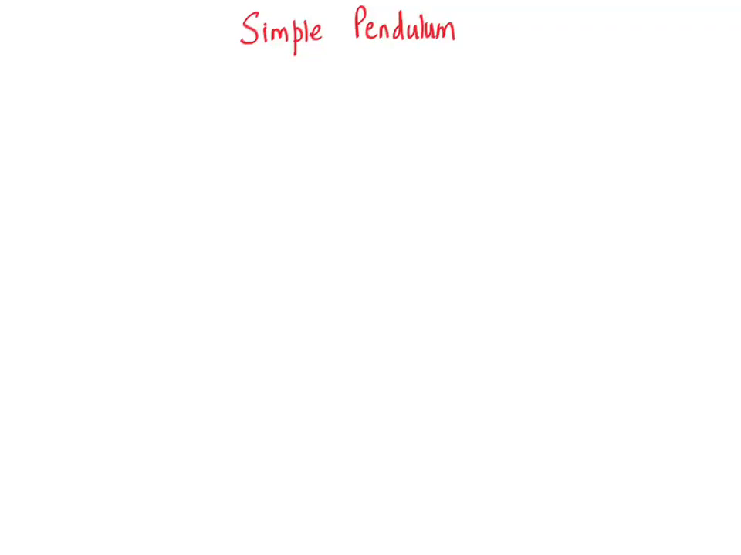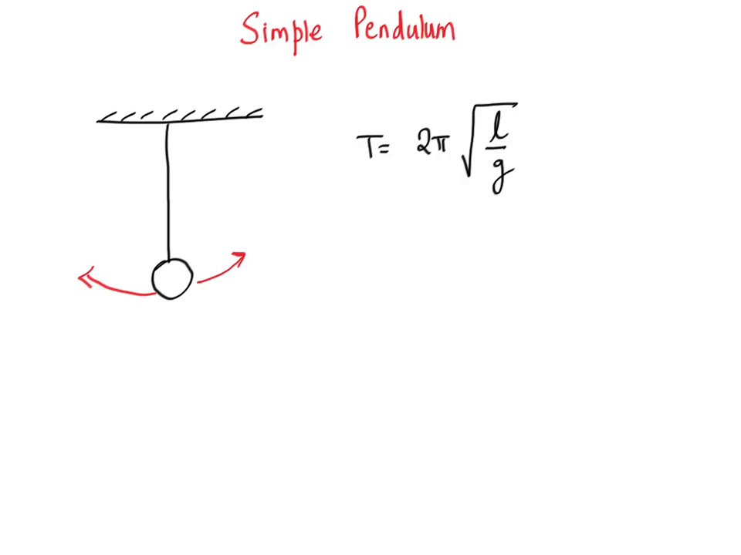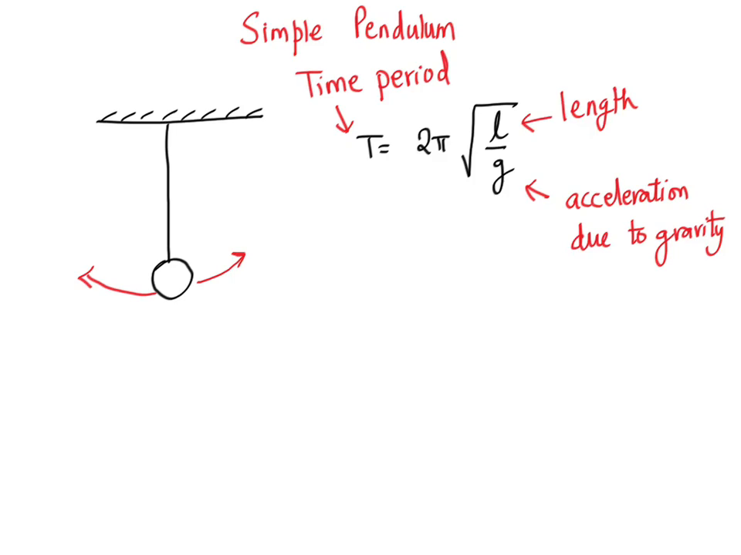In this video, we'll solve some problems on simple pendulum. So first, let's just understand simple pendulum is a heavy mass hanging from a support with the help of a string. So the formula which we'll use for calculating the time period is T equals 2π root of L over g, where T is the time period, L is the length, and g is the acceleration due to gravity.